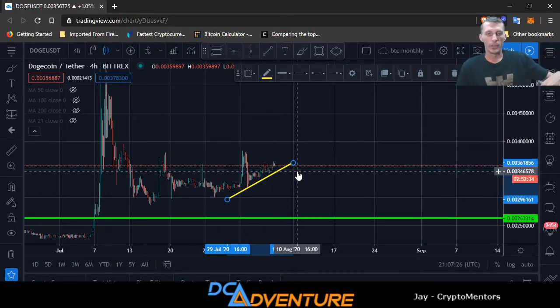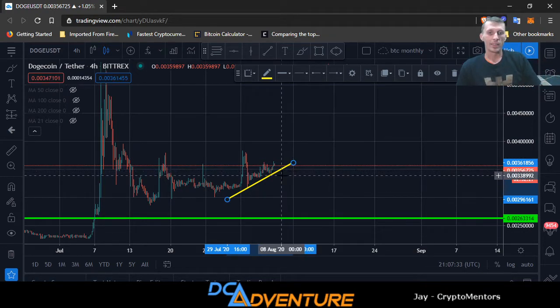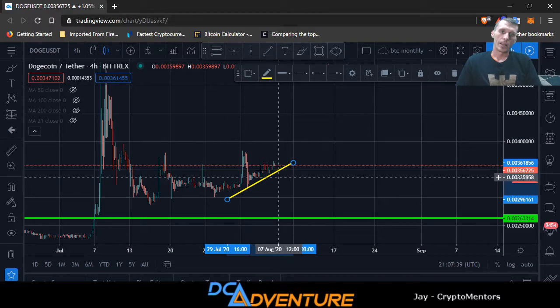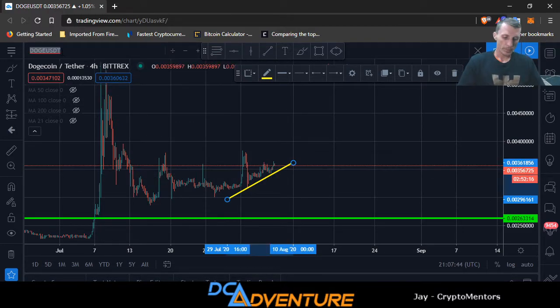Same with the support. Each time we come down and hit support, people are buying. We're going to run out of people buying at some point, and what's going to happen? Support will break and we will dump. Try to always remember that when you guys are charting and looking at trading.